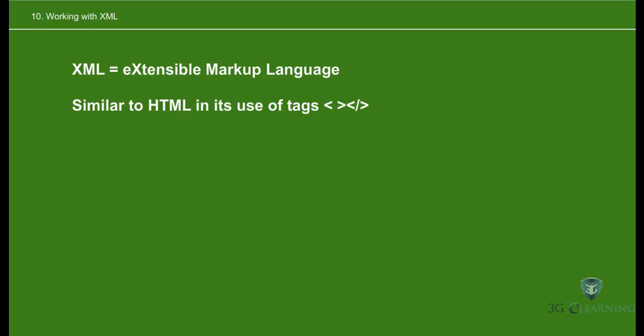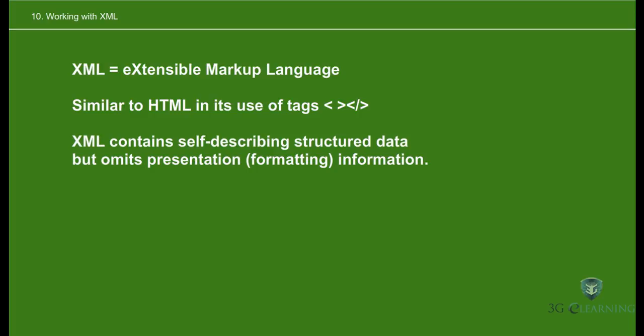Now, XML stands for Extensible Markup Language. This is similar to HTML and the way it uses tags. There is a difference between the two, however. HTML contains both unstructured information and how to format that information through the use of tags, and XML contains structured information but doesn't have tags that indicate how the data should be formatted and displayed to the user. XML's purpose is different to HTML.